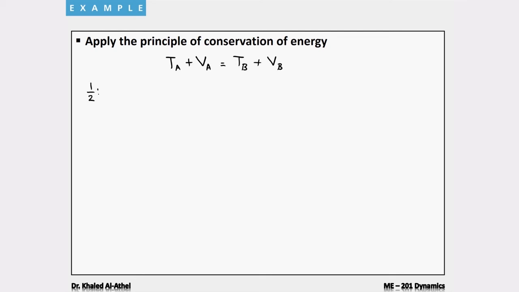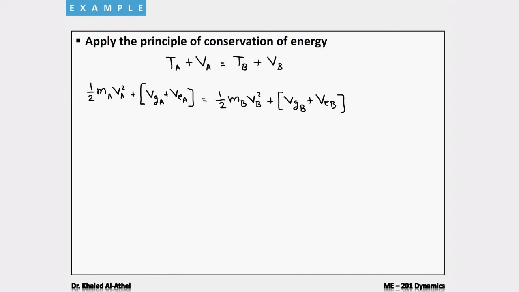So we're going to have half MA VA square plus, here I have VGA plus V elastic at A. This should equal half MB VB square plus I'm going to have the potential energy at location B, so it's going to be VGB plus V elastic B.